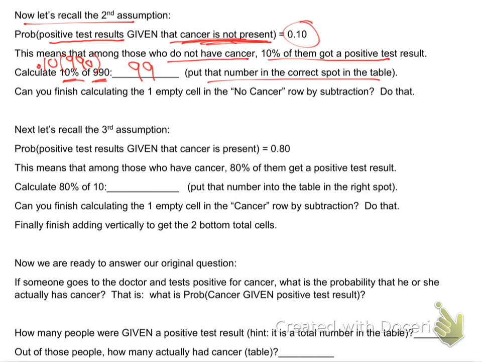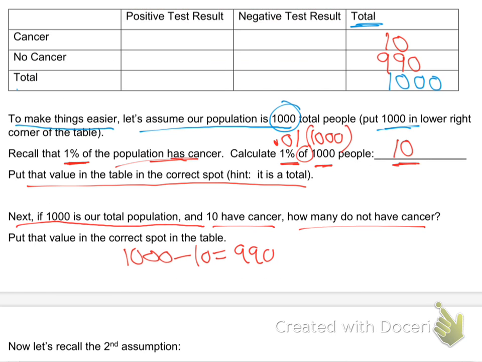So that's 99 people who got a positive test result even though they don't have cancer. 99 people got a positive test result even though they don't have cancer. That would be right there. No cancer, positive test result. Making sense?